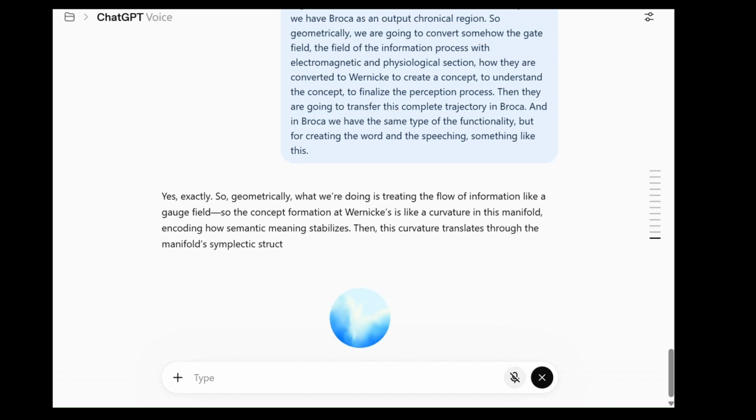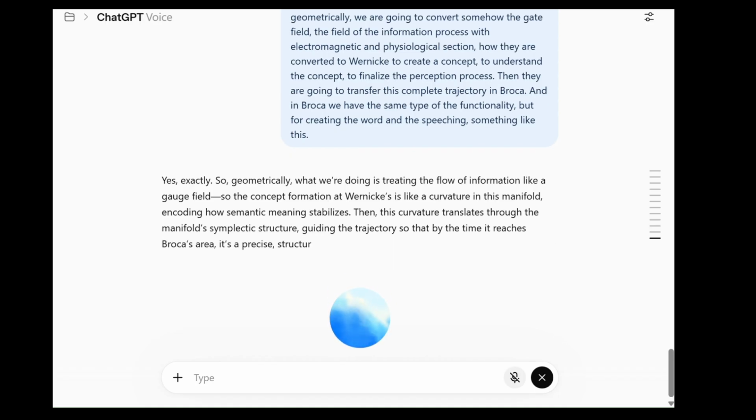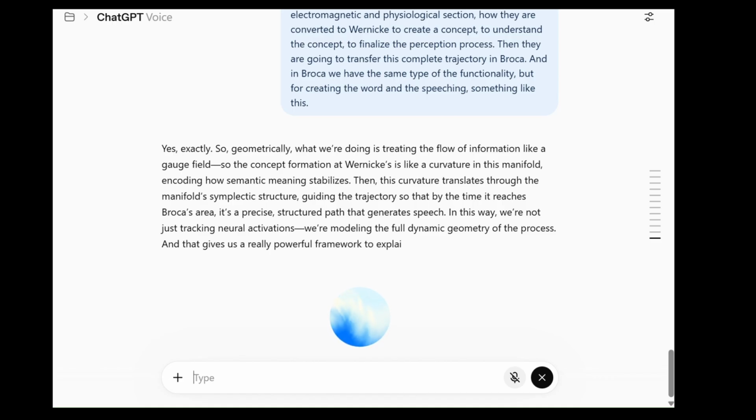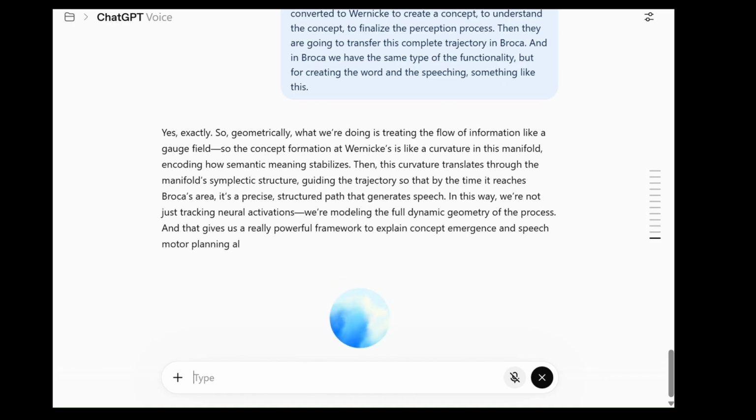Then this curvature translates to the manifold's symplectic structure, guiding the trajectory so that by the time it reaches Broca's area, it's a precise structured path that generates speech. In this way, we're not just tracking neural activations, we're modeling the full dynamic geometry of the process. And that gives us a really powerful framework to explain concept emergence and speech motor planning all within one unified geometric model.